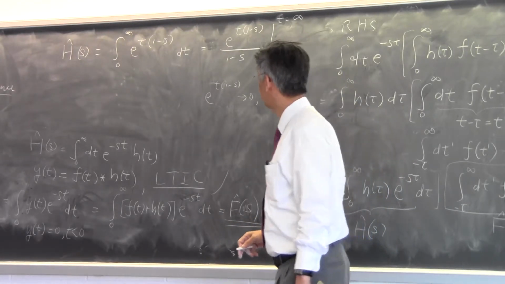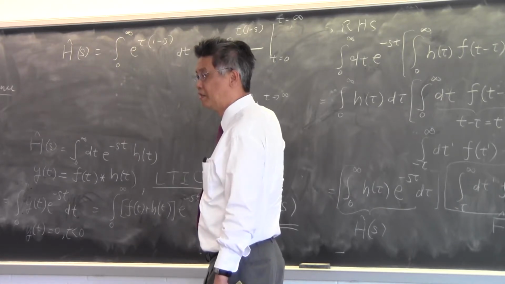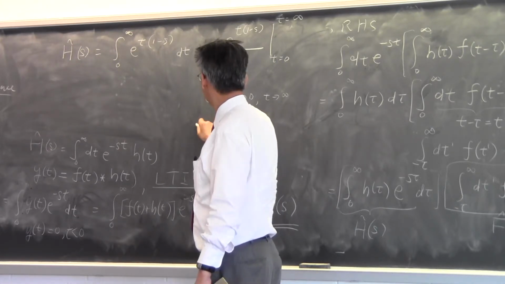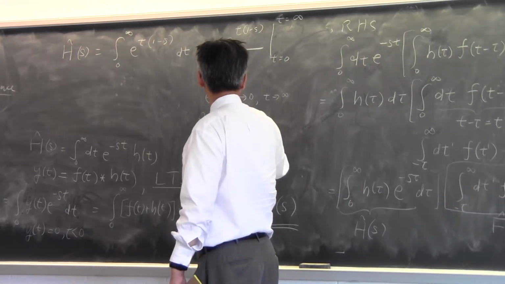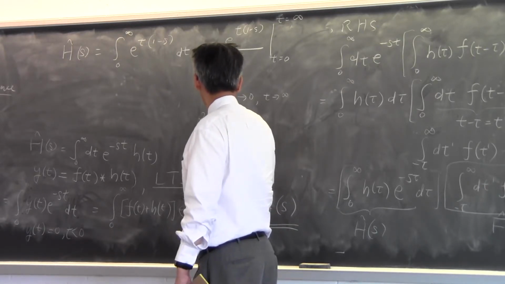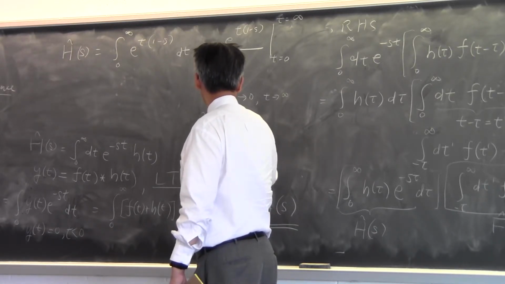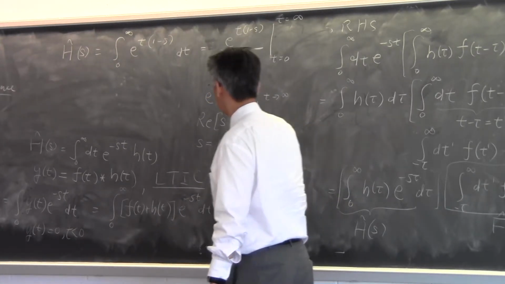I better make sure that s has a real part that is larger than 1. If I make sure that the real part of s is larger than 1, okay, s is a complex number. s can be sigma plus j omega. Okay, s is a complex number.